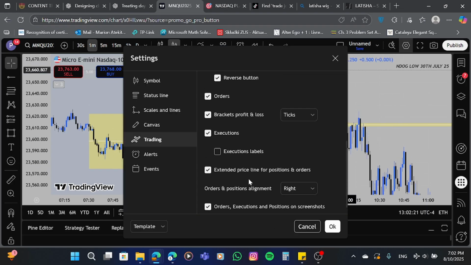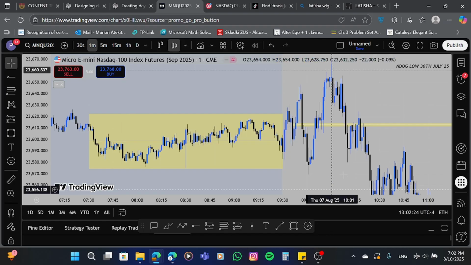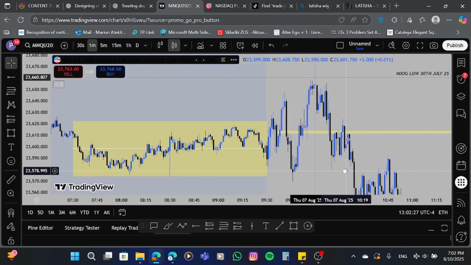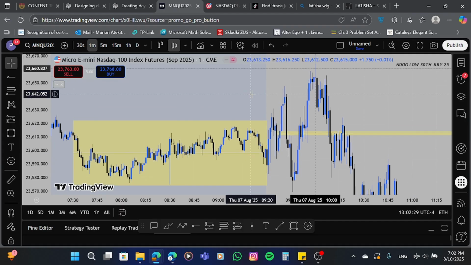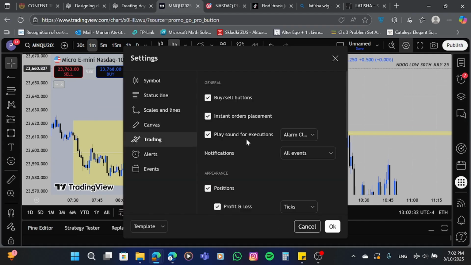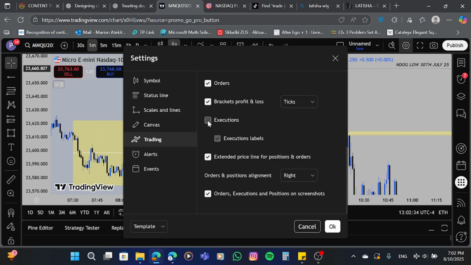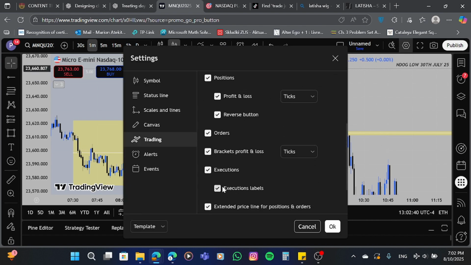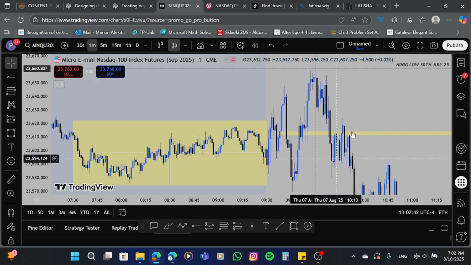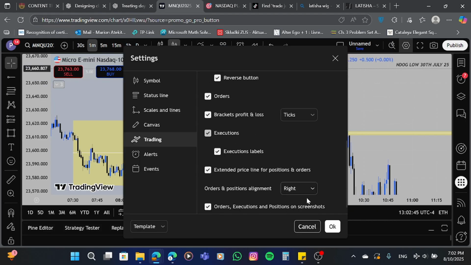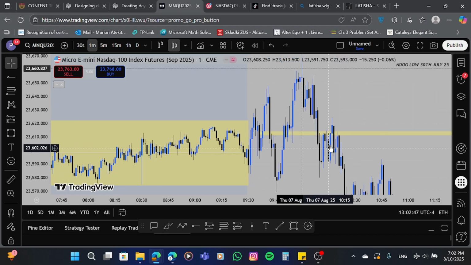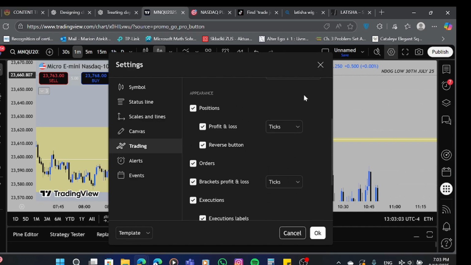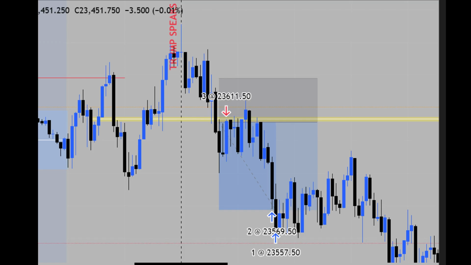Okay, execution levels. I don't know why it's not showing. I'm just going to put a screenshot here to show my entry and exit.